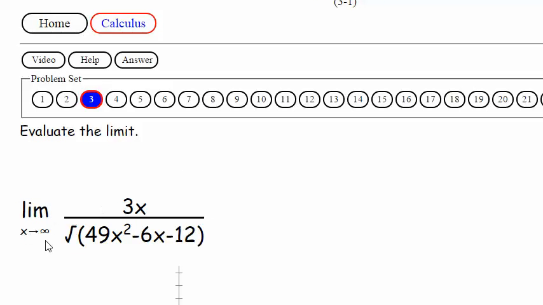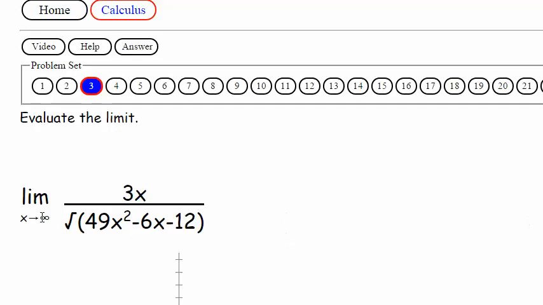We got the limit as x approaches infinity of 3x over the square root of 49x squared minus 6x minus 12. So how do we deal with these radicals? Well, it helps to know something about the properties of limits. So that kind of helps out a little bit. All right, so let's write this down. Okay, I got that written down.